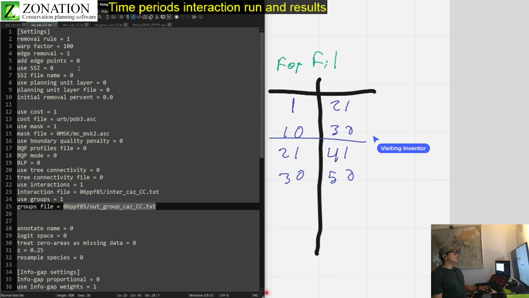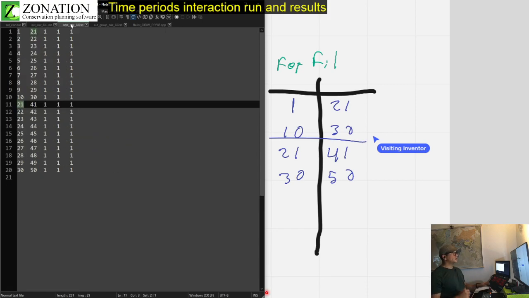So that's it. Let's take a look first at the file that tells us which one of each of the species is going to interact with which one of the other species from the other set, which is basically this table that you see over here, right? You see it? Number 1 interacts with number 2, with 21, and 10, 30, 21, 41, and 32, 50. So that's how we define how everything is going to interact.